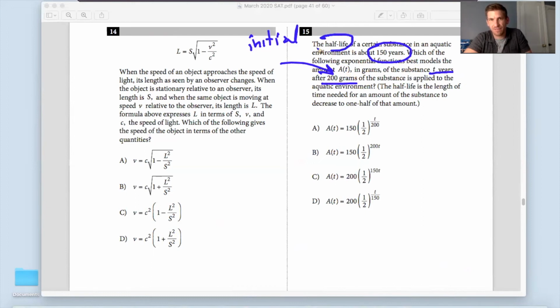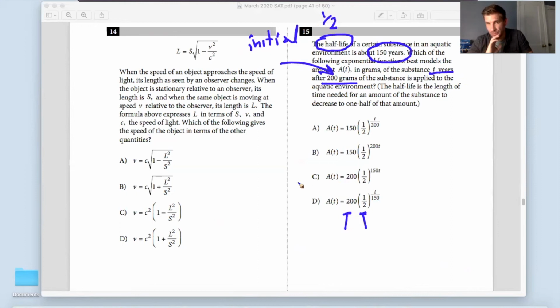Okay, so the half-life is when after a certain amount of time takes place, literally half of that substance will decay within nature. So that's where the 1/2 is coming from. The 200 is acting as your initial.